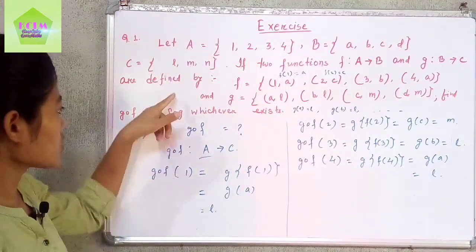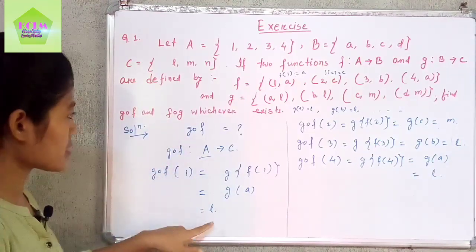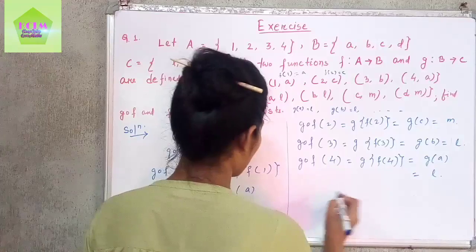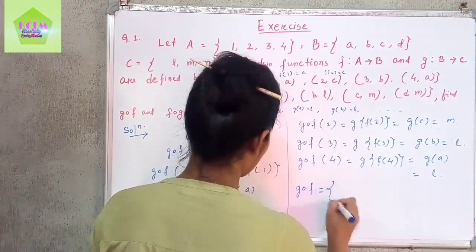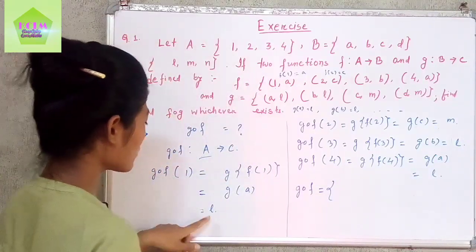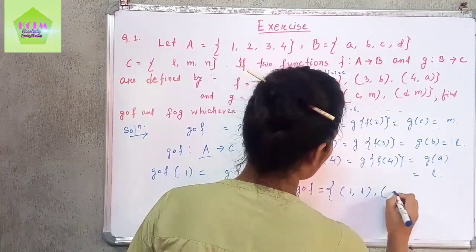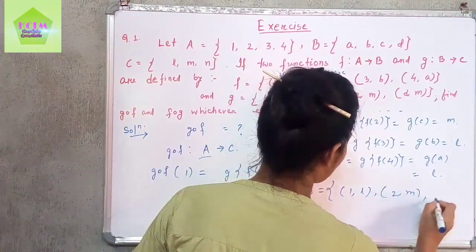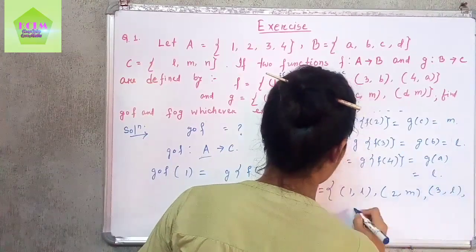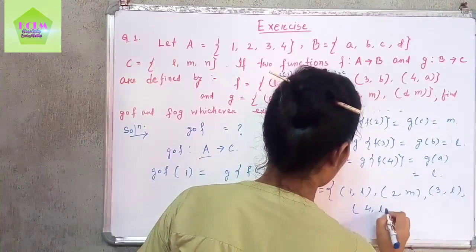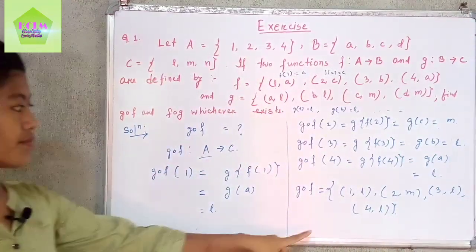Therefore, in this question, g∘f exists and g∘f contains the elements L and M. So we can write the composite function g∘f as 1 is related to L, (1, L), (2, M), (3, L), and lastly 4. So this is the composite function g∘f existing here.